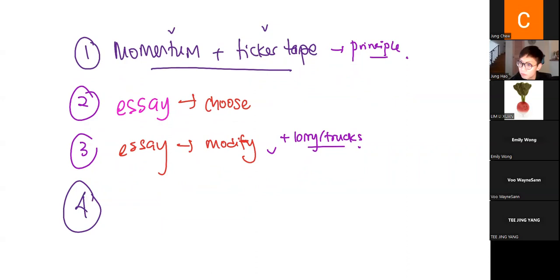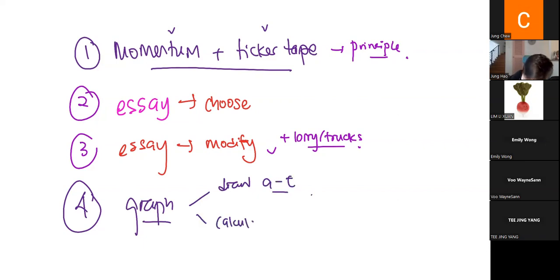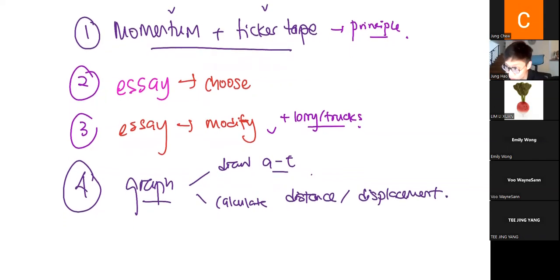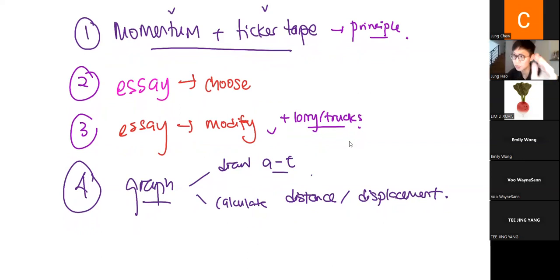Number 4. After we did the essays, what did we do? We took a break. Then we came back and did the graph, correct? We did the motion graph. We learned how to draw the acceleration time graph. And we also learned the difference between distance and displacement. You have to understand that: distance, we add together how they move. Displacement, we cut in half, we minus if he turns back. So that is on calculating the distance and the displacement.